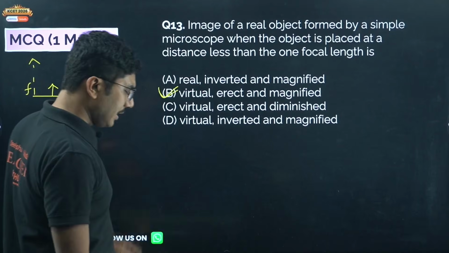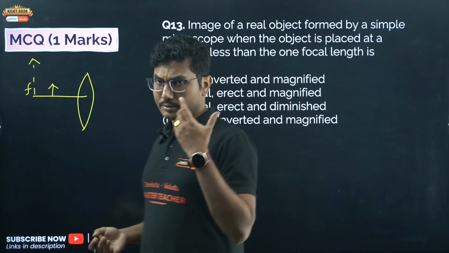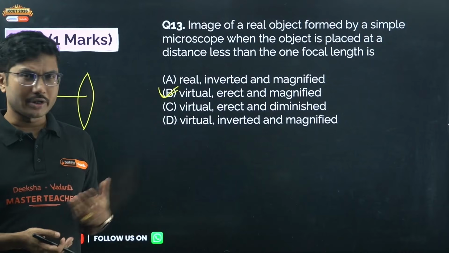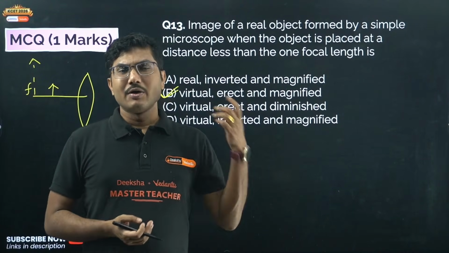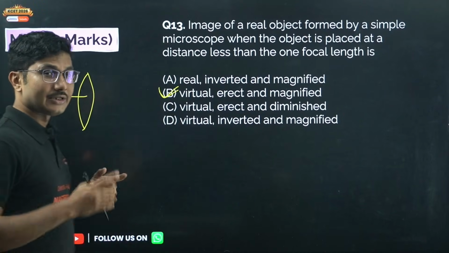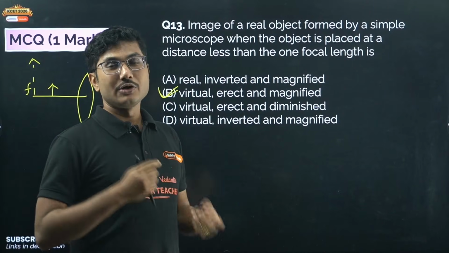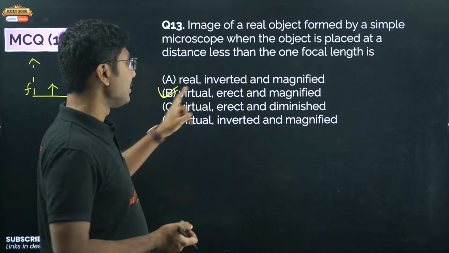That is why simple microscopes are used. A simple microscope basically gives you a small magnification. The magnification is not huge, but still it gives you an enlarged, virtual and erect image. That's why they are used. The main reason is that it is enlarged and erect, so you don't need to flip it. So you get the direct image. That's why they are used.